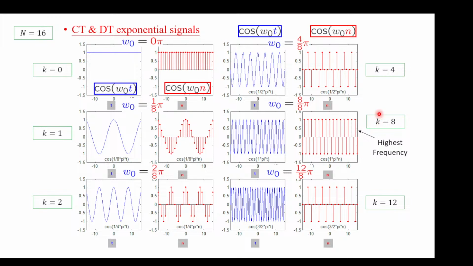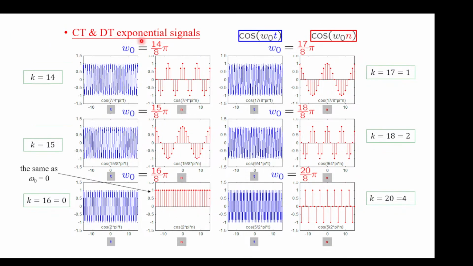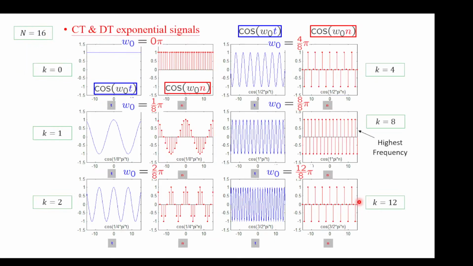So k equal to N over 2 gives the highest frequency, and with higher k our signal kind of goes back. The frequency actually goes lower, even though in continuous time the frequency just keeps going higher. Then k equal 14, k equal 15, and k equals 16 gives us the same signal as k equal to 0. k equal to 17 is the same as k equal to 1, k equal to 18 is the same as k equal to 2, and k equal to 20 is the same as k equal to 4. So that's the discrete time harmonic signals.